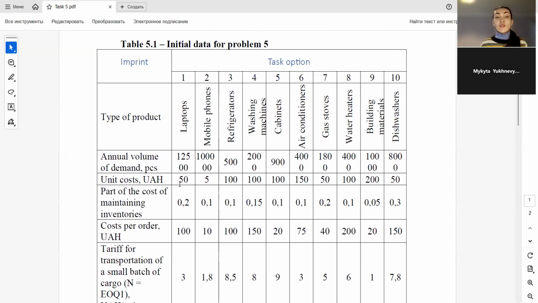It is in our denominator. And this meaning, for example, for first variance, it is 50 multiplied on part of the cost of maintaining inventories. For first variance, it is 0.2. For second variance, 0.1. And other meaning for your variance, please. Multiply these two parameters in the denominator. Okay, and find the result.